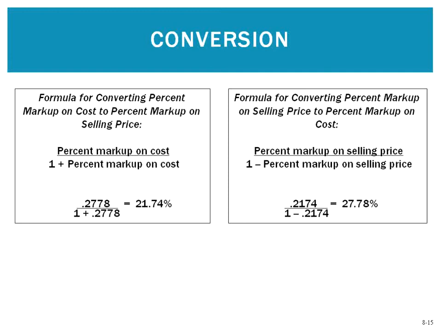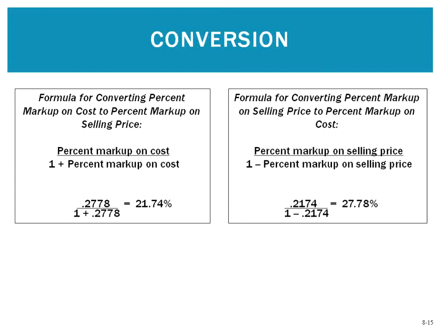So percent markup on cost divided by 1 plus percent markup on cost. All right, real easy. So if the percent markup on cost is 0.2778, we just say 0.2778 divided by 1 plus 0.2778, which is equal to 0.2778 divided by 1.2778, and you would get 21.74% markup on selling price. So we had 27.78 on cost, and it's 21.78 on selling price.